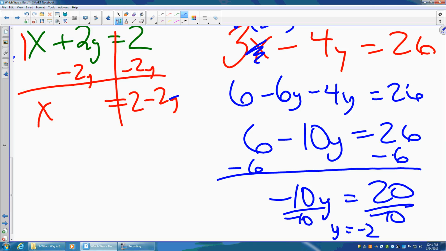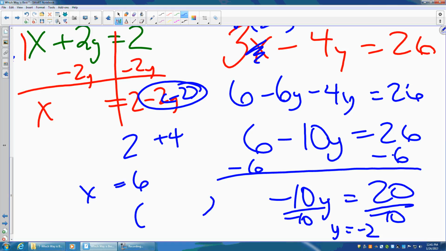Plugging that back in right up here, I end up getting 2. These two together, negative 2 times negative 2 is positive 4. And I end up getting x is 6. So when I make my coordinate, I end up getting 6 comma negative 2. Again, if you would have done that one using elimination, you would have gotten the same answer.